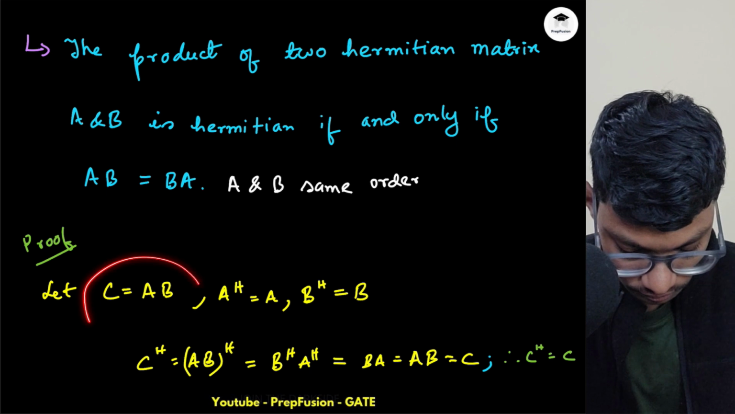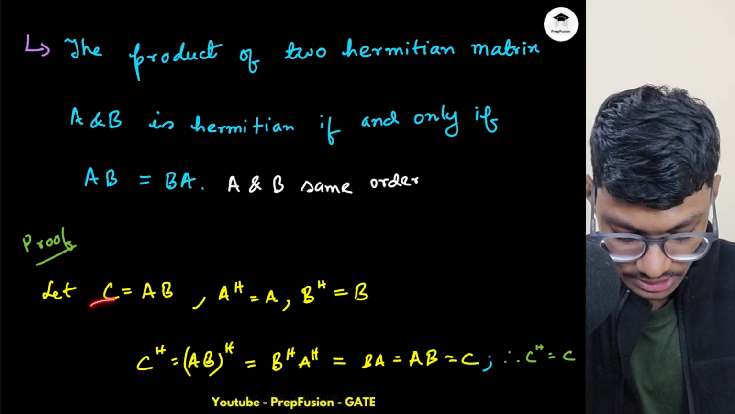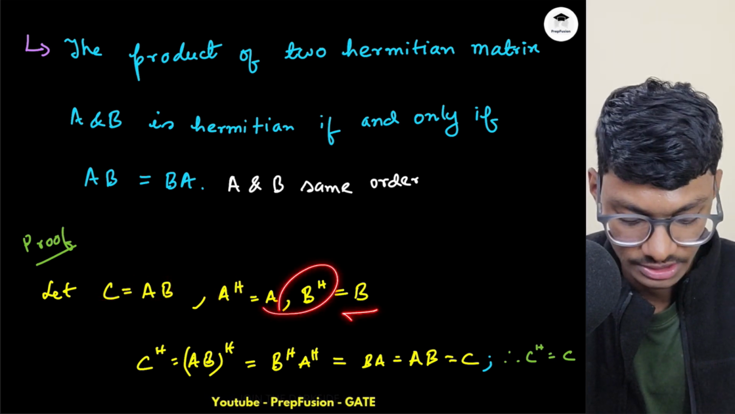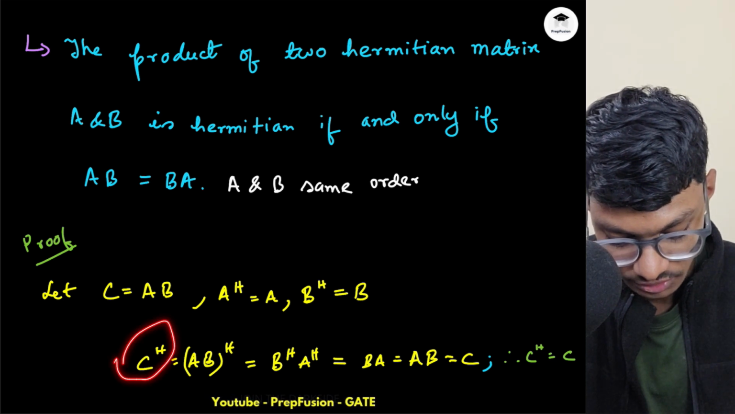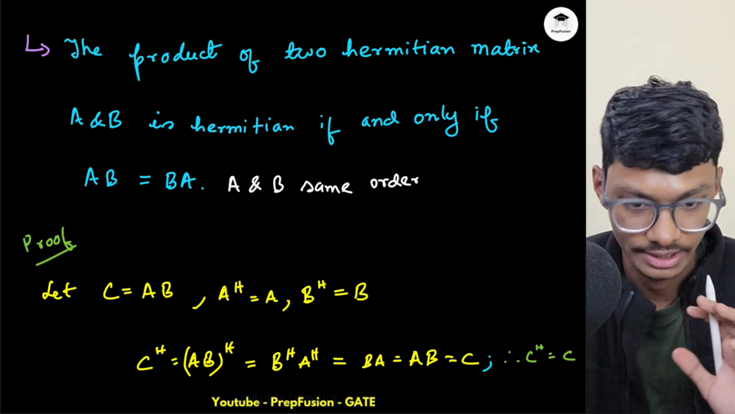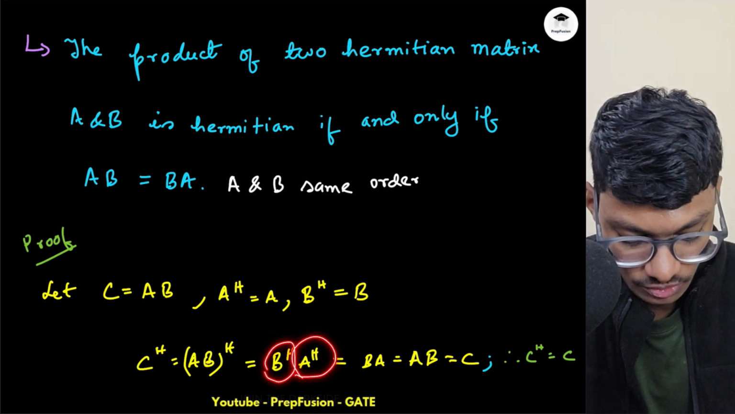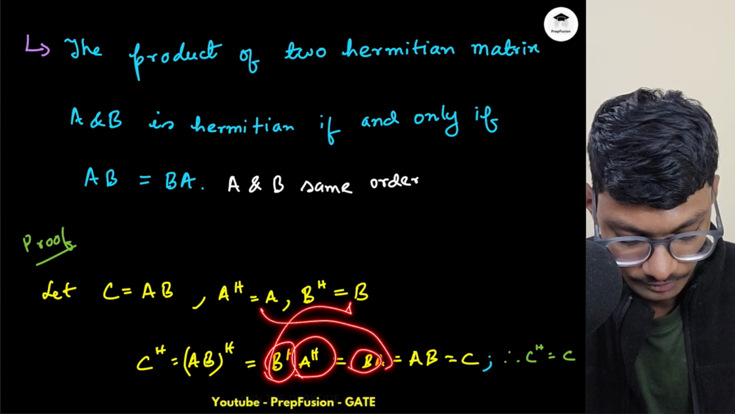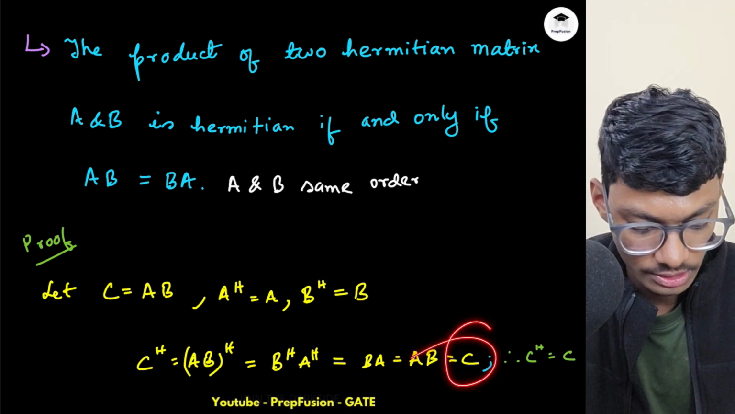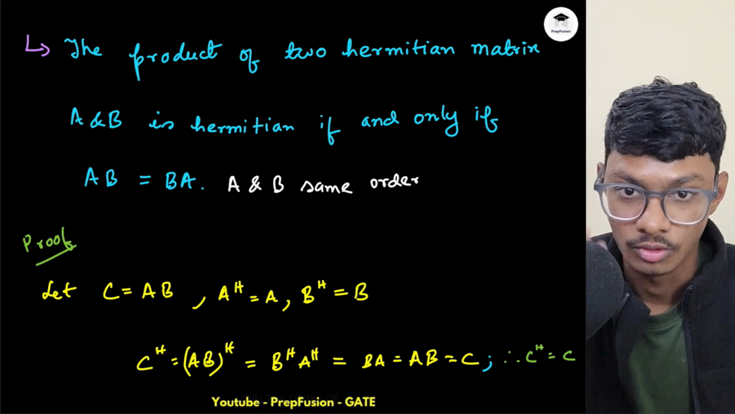Now what does this mean? I've given you the proof: C equals A times B. A Hermitian is A because it is a Hermitian matrix, and B Hermitian is B. If I take the Hermitian on both sides of this whole AB, then what will happen? It will simply swap, right? That reversal law will again take over here. So this will become B Hermitian A Hermitian, which equals B and A. So BA equals AB equals C. So basically C Hermitian equals C, hence this product is also a Hermitian matrix.